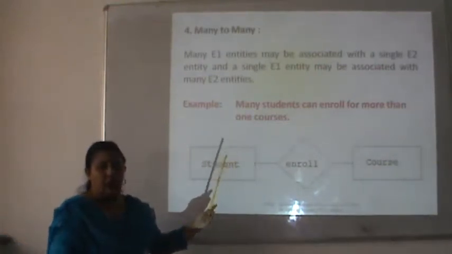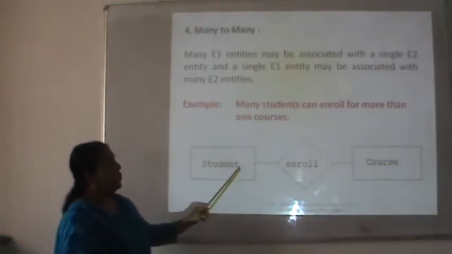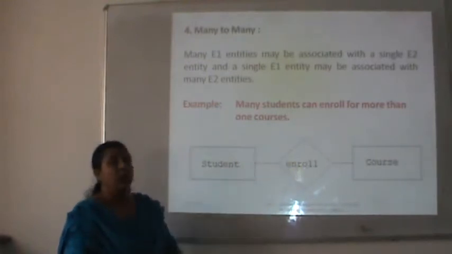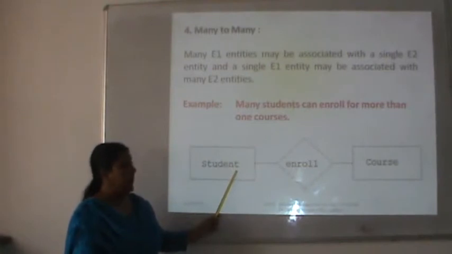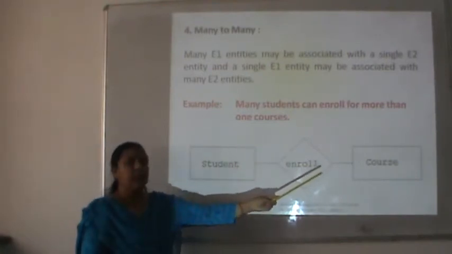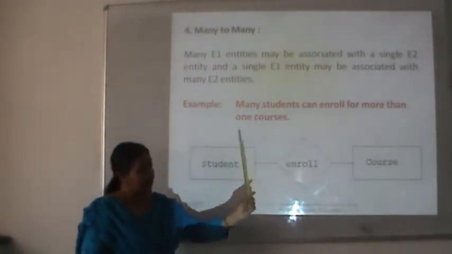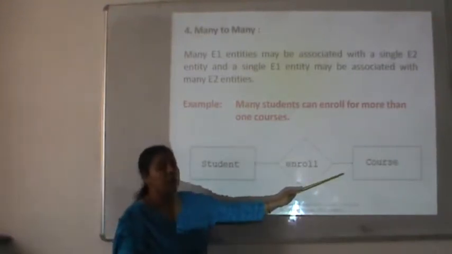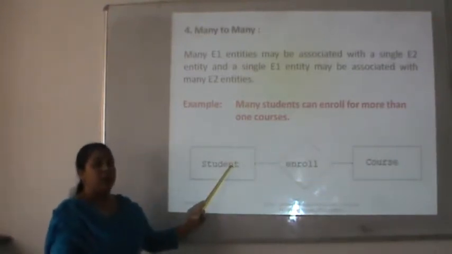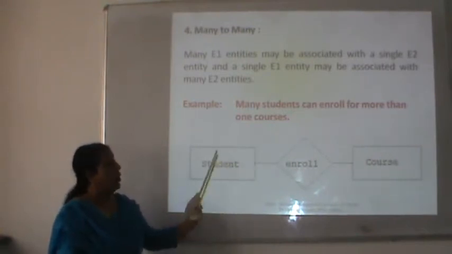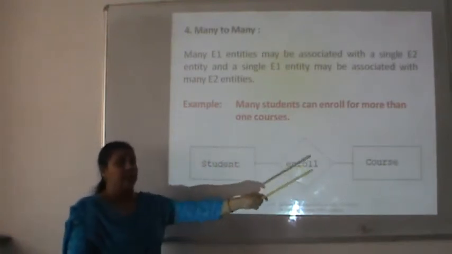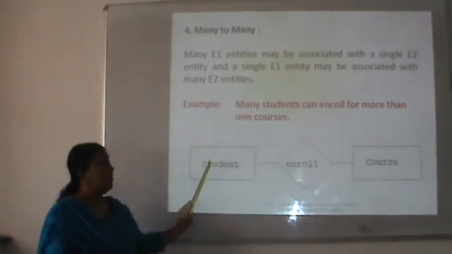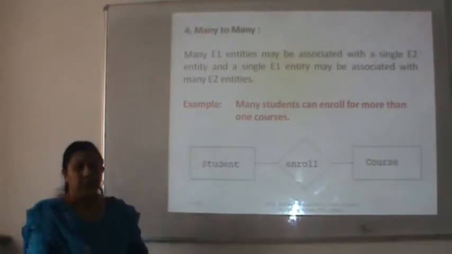Many-to-many relationship. Many students can enroll for more than one course. A student can enroll in as many courses as he wants. In the same way, one course can have many students associated with it. Such relationships are called many-to-many relationships. One student can have many courses, one course can have many students.